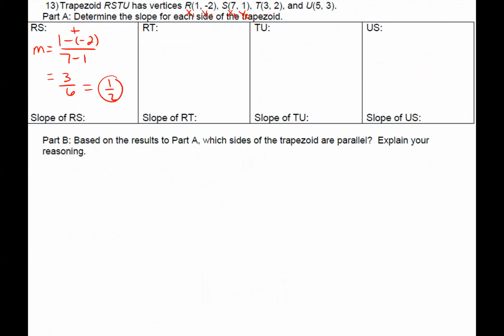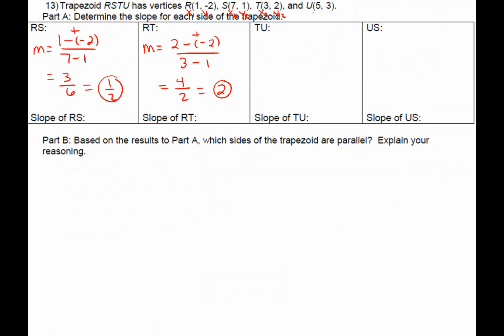Since the R's are 1s, I'm going to make the T's 2s, x2, y2. And here we go. m equals 2 minus negative 2 all over 3 minus 1. And simplify again. Remember, the minus and negative means plus. So 2 plus 2 is 4. 3 minus 1 is 2. Reduce it, and I get 2.